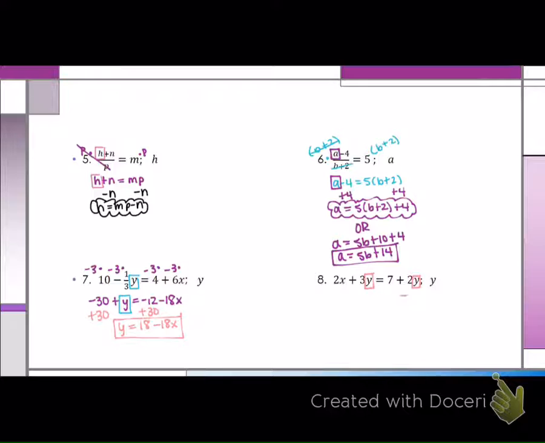You want them all on the left side? So we have to combine them. If they're not together yet, we have to combine them. So we use the inverse. The inverse of addition is subtraction.